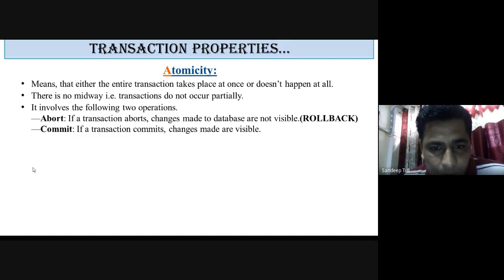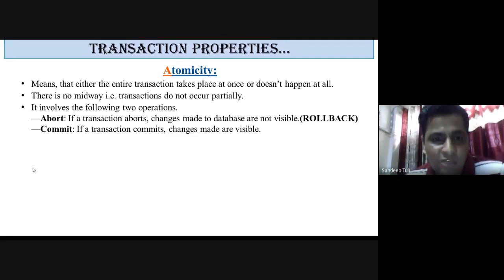I am underlining the word dismissed. It means that if I am trying to execute, let us suppose, 4 statements or 4 instructions in a transaction, then either all 4 instructions must be executed or none of them should be executed. The reason I am going to explain now. Next, it involves the following 2 operations.